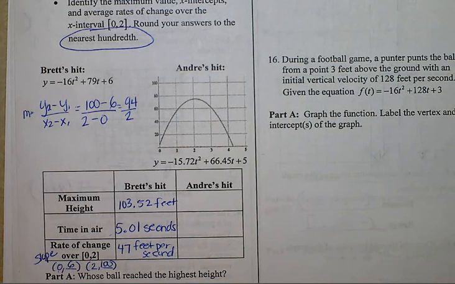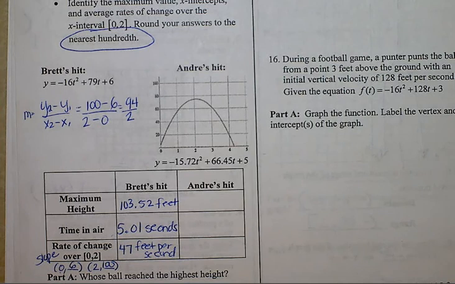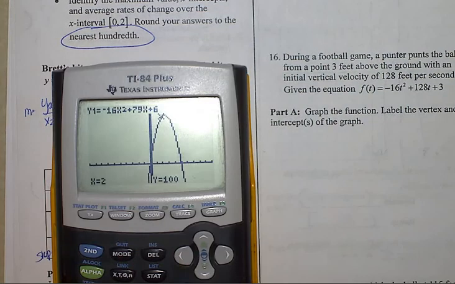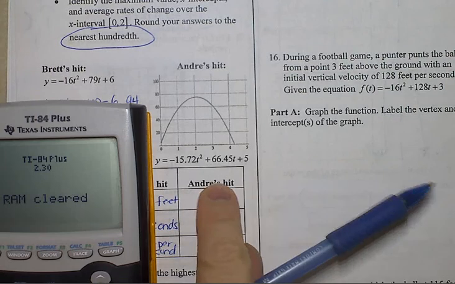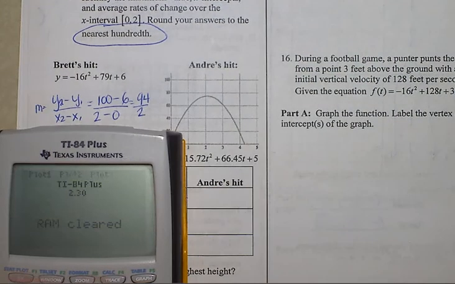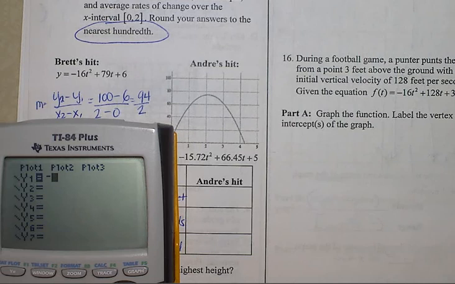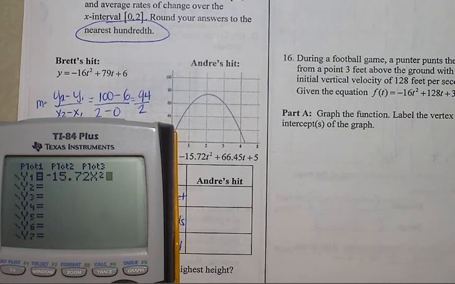Okay, when you're done with this, please do second plus 712 on your calculator. And now we're going to do Andre, so I'm going to plug in this equation. Negative 15.72x squared plus 66.45x plus 5.